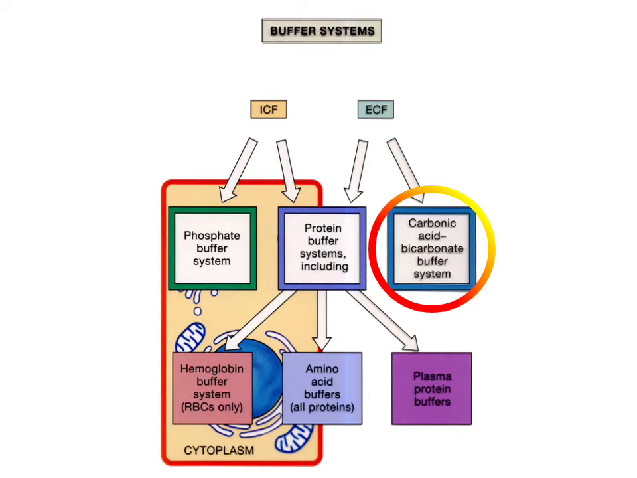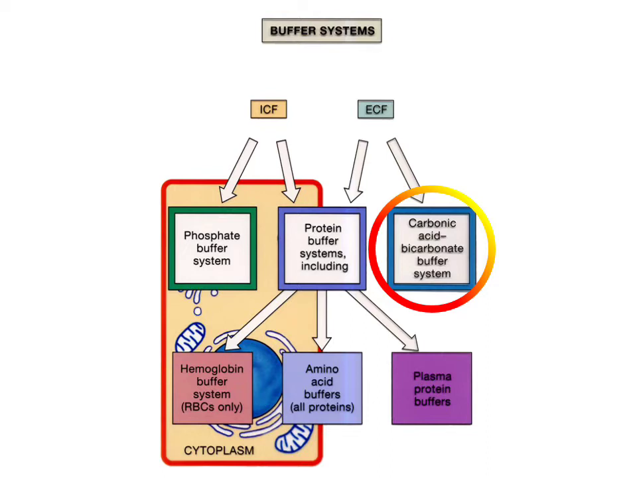Then we have the protein buffer system, and this is kind of where if you want to get detailed, you can separate them out into the different proteins and where they're found. For our purposes, I just lump them all together and say, hey, you've got the protein buffer system. So that would include amino acids, which are a part of all proteins, and sometimes some of those are going to be found in the intracellular fluids, but then you also have the plasma proteins, which of course are in the extracellular fluids.